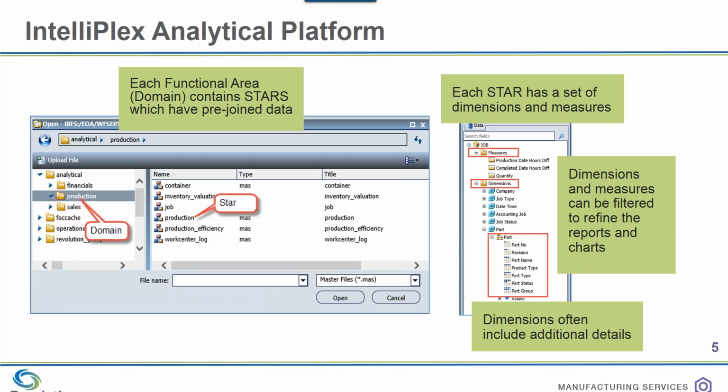The dimensions often include additional details or a further breakdown of it. So if I'm looking at the part dimension, I'm going to see things like part number, part type, part name, the statuses, those sorts of things as well. So I can report on those pieces separately.